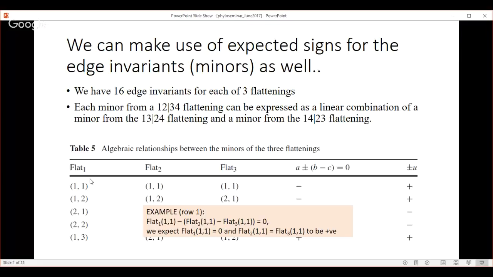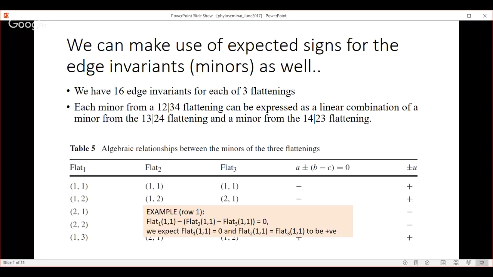If my data has really come from the tree 1, 2 away from 3, 4, I expect everything in this column to be zero, but I also have an expected sign for these other two flattenings. In this first case, I expect both this one and this one to be equal and both positive. So for different linear combinations, sometimes you're expecting them to be positive, sometimes negative, but you can develop a set of these linear relationships and expectations about signs.